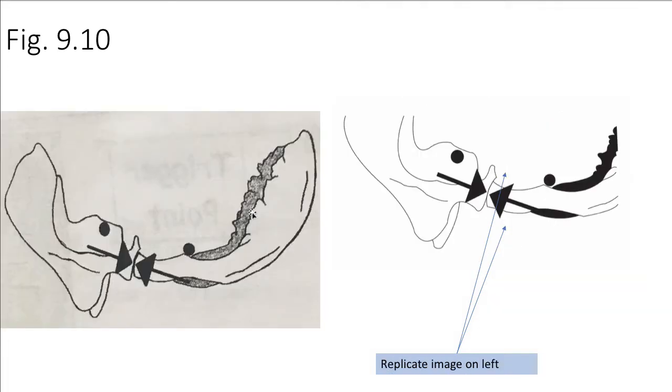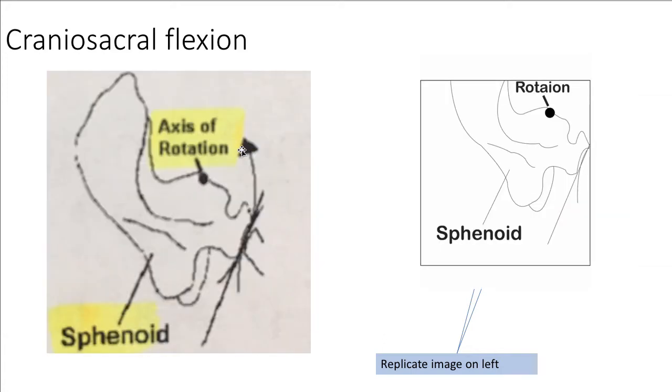For image 9.10, it was cut off, so you just need to redraw the top piece here and add it to the top piece here. Okay. For this image, also the top piece was missing, so you just redraw the top piece. And this is not rotation, it's axis of rotation. Okay, so make sure you write the correct spelling. Okay, this is sphenoid. All right, so just redraw it and make sure you label it right.